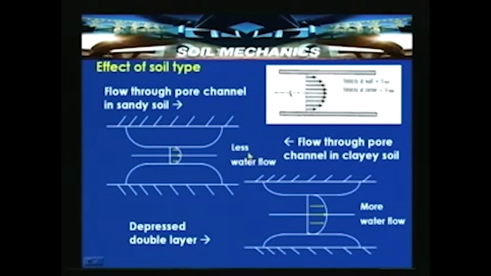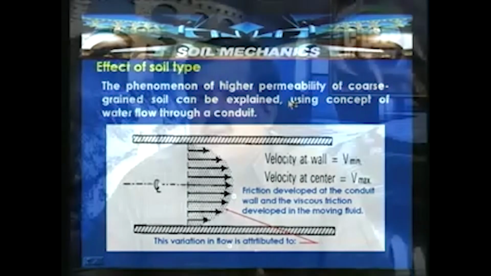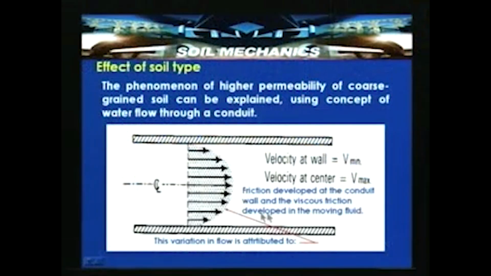The reasons we will discuss in the next slide, where we are trying to explain this particular phenomenon of having K for coarse grained soils through the concept of flow of water through a conduit. If you look into this, this particular distribution is attributed to friction developed at the conduit wall and the viscous friction developed in the moving fluid. Because of this, V occurs maximum here and minimum here. So some energy is lost here.